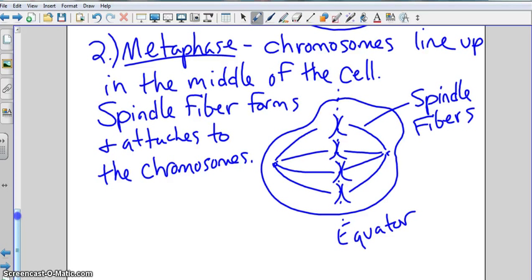The way I remember what happens in metaphase is I associate the M for middle, because the chromosomes go where? To the middle of the cell.